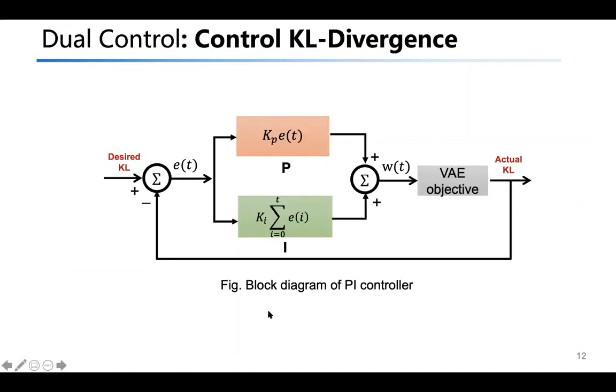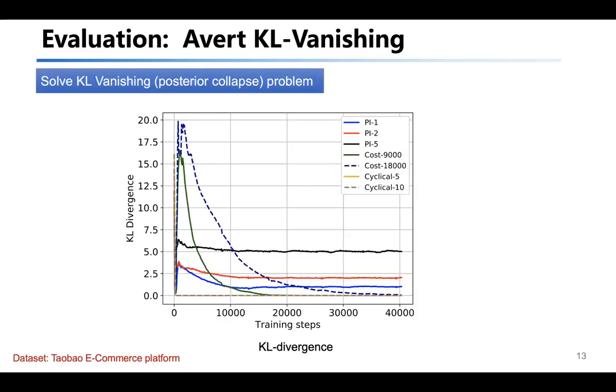This figure illustrates the block diagram of our PI controller. Given a set point, a desired KL value, we compute the error between the desired KL divergence and the output KL divergence. If there's an error, the PI controller will dynamically tune the weight W to stabilize the output KL divergence to the desired KL divergence. So this is how we design the PI controller.